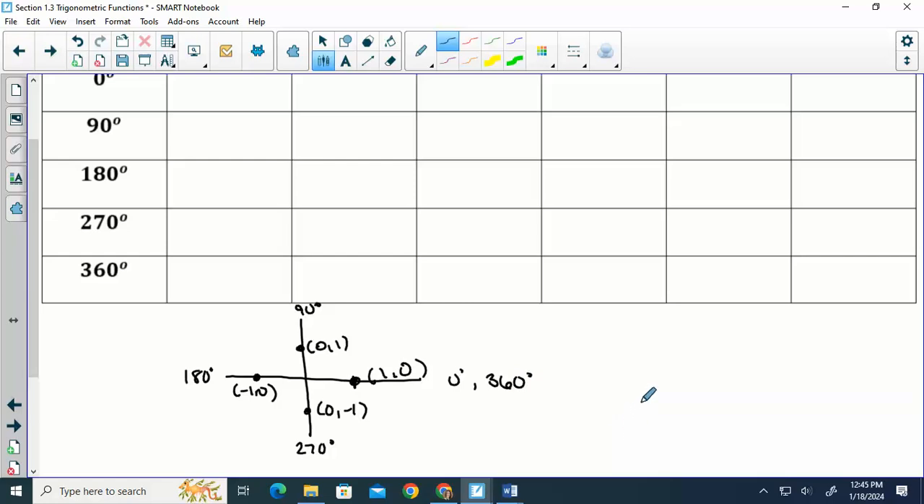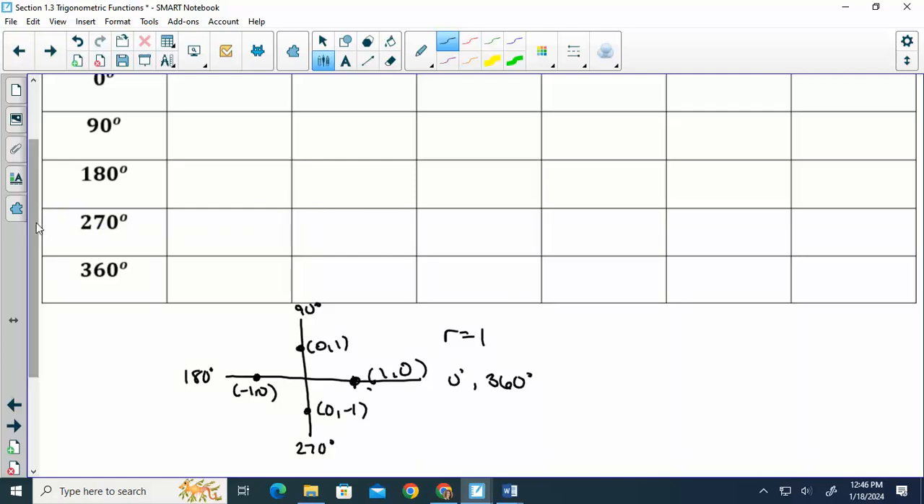What would my r be for any of those points? 1. R is like your radius. It's just your distance from the origin to the point, where x squared plus y squared equals r squared. So in all of these scenarios, r is 1. So these are the easiest points we can work with.